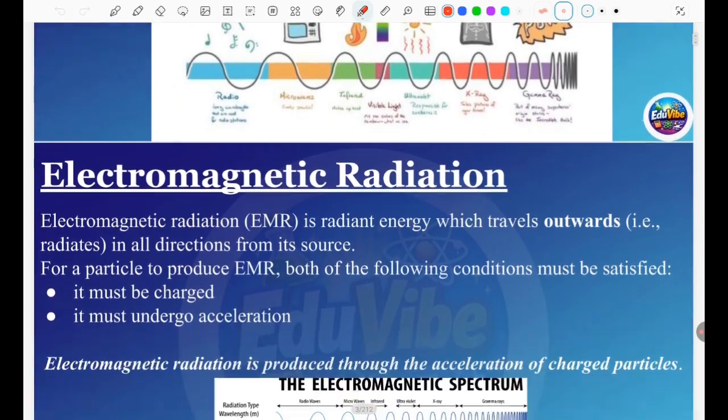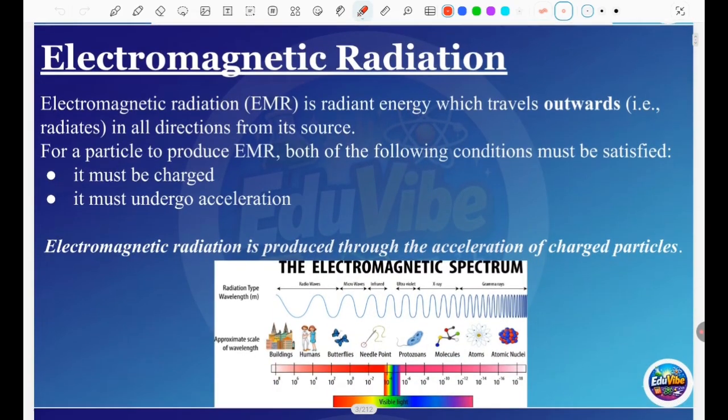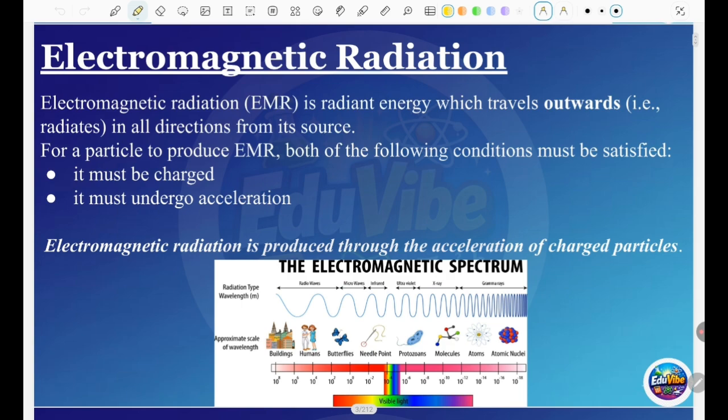So let's start by asking what electromagnetic radiation is. The short form is EMR. EMR is the radiant energy which travels outwards, that is, radiates in all directions from its source. So we have one main source, and the radiations travel outwards from the source in all directions.